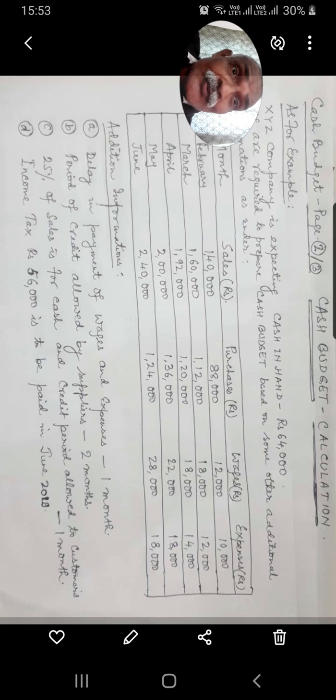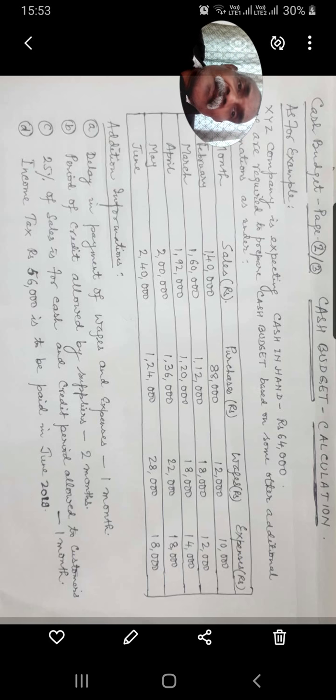Because I told you that cash budget takes into consideration other functional budgets also. What is that? Sales budget. What is that? Purchase budget. What is that? Wages and expenses. So if we have the data of sales, purchase, wages and expenses, like the data I have given in this question, and there is other additional information you have.